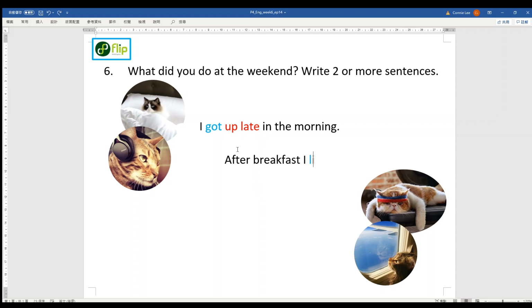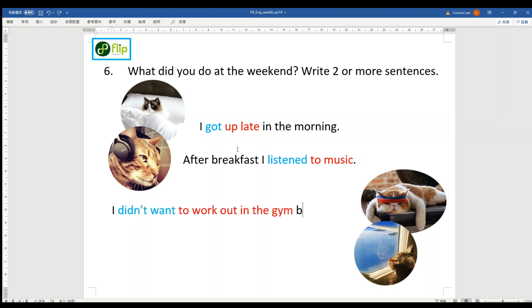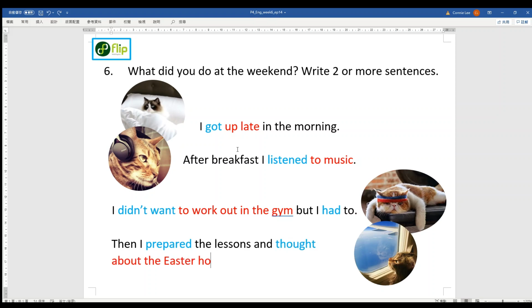After breakfast, I listened to music. I didn't want to work out in the gym, but I had to. Then I prepared the lessons and thought about the Easter holidays. So now it's your turn. Type 2 or more sentences about what you did at the weekend.